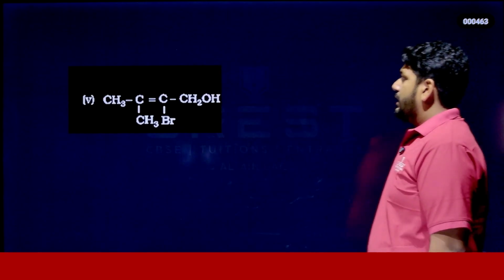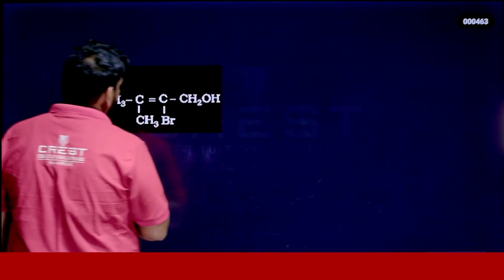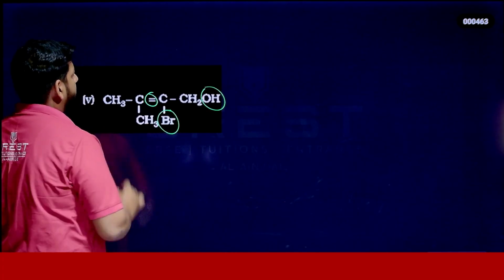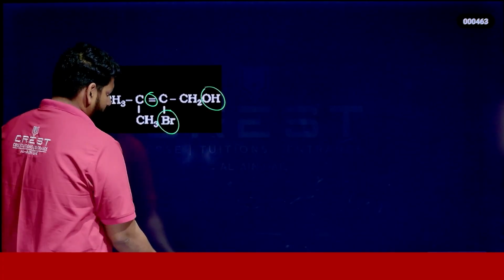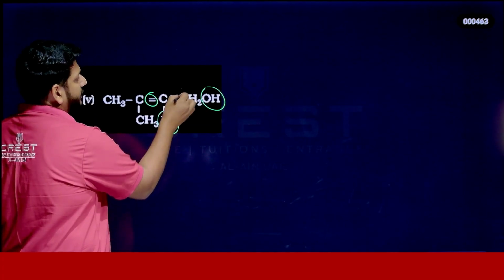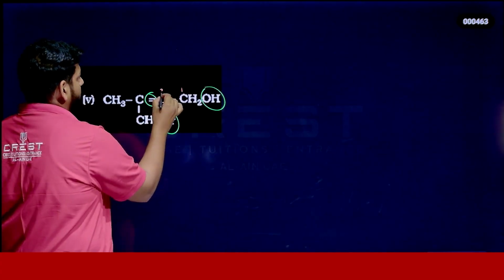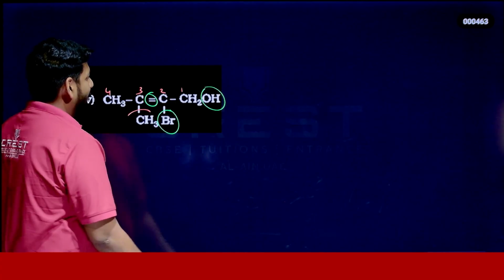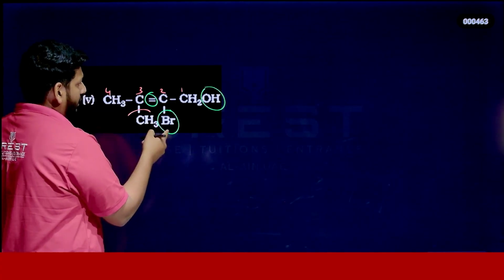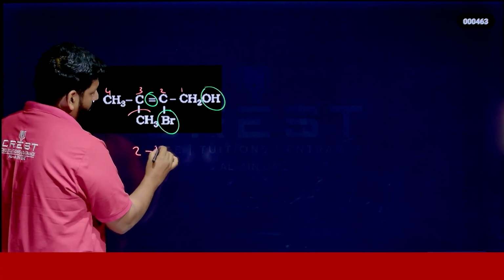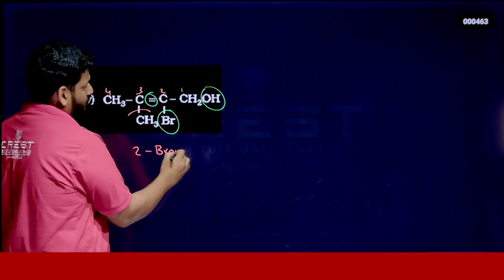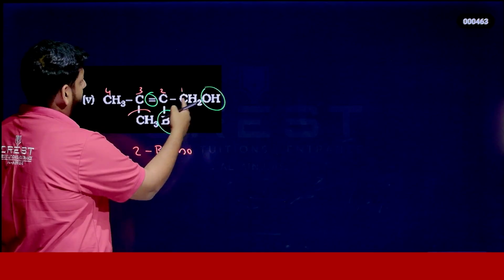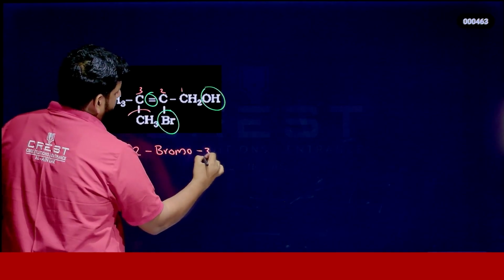Ready? So the last example, look here. What's the name? Here we have an OH group, a Br group, and a carbon-carbon double bond. The principal functional group is OH, so we put one here. So 1, 2, 3, 4. This is a branch. Now tell me the name. You have bromo first, 2-bromo, it's always a prefix. And your methyl is at the 3 position, so 3-methyl.